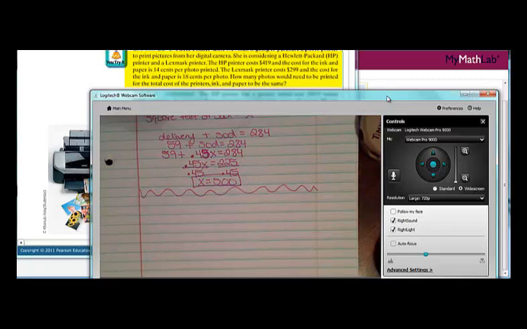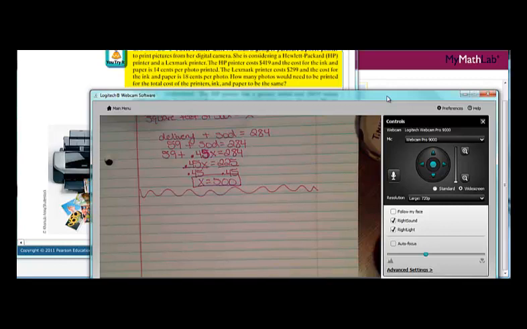It says Elsie Newman is going to purchase a photo printer to print pictures from her digital camera. She's considering a Hewlett-Packard printer and a Lexmark printer. The Hewlett-Packard printer costs $419 and the cost for ink and paper is 14 cents per photo. The Lexmark printer costs $299 and the cost for ink and paper is 18 cents per photo. How many photos would need to be printed for the total cost of the printer, ink, and paper to be the same?